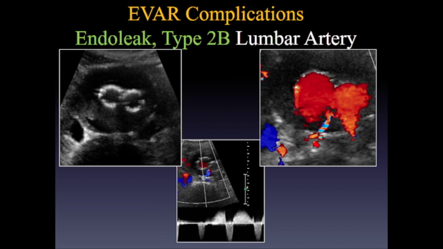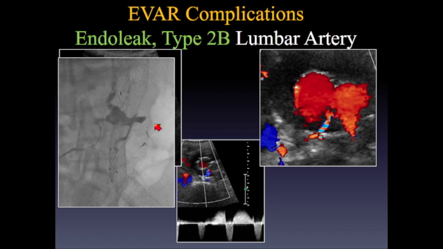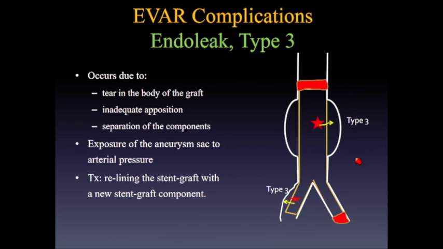endoleak, and the vessel usually comes posteriorly and fills the aneurysmal sac posteriorly. So again, to-and-fro flow can sometimes be noticed just because it's a retrograde filling of the aneurysmal sac, and interventional images confirm the diagnosis. Type 3 endoleak occurs due to a tear in the body of the graft, inadequate apposition of the graft with the native vessel, or separation of the components. Usually, again, these patients need relining of the stent graft with new stent graft components.